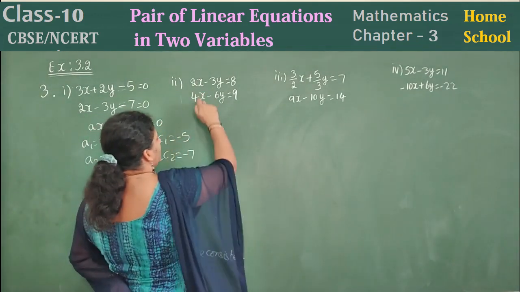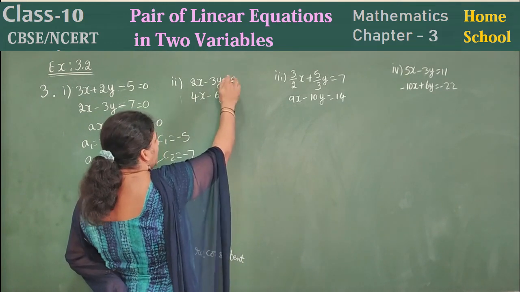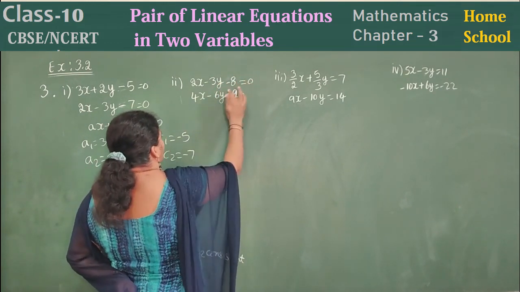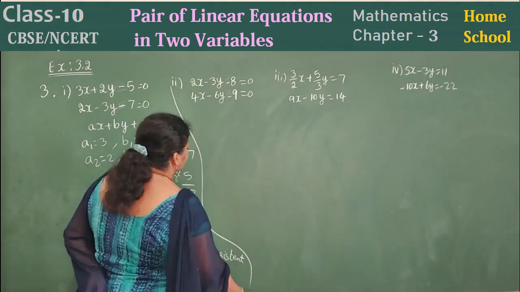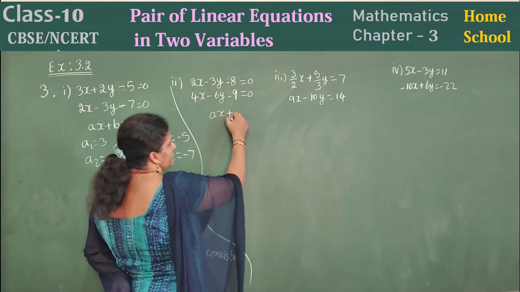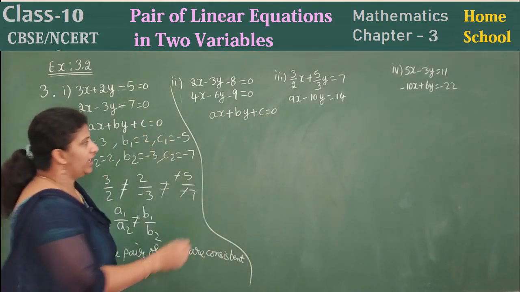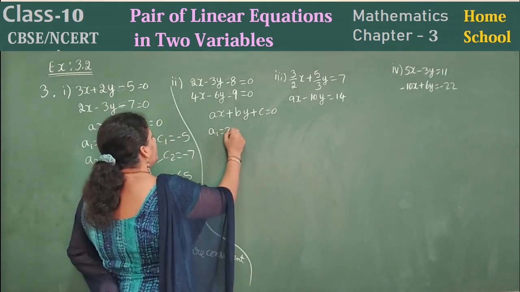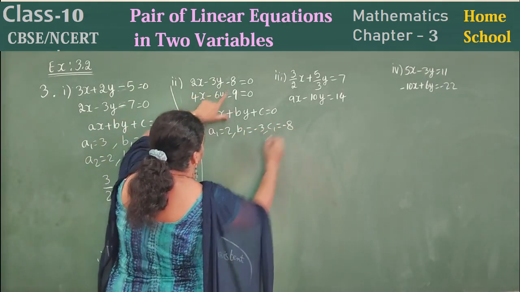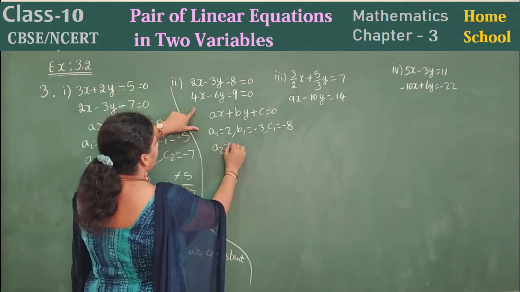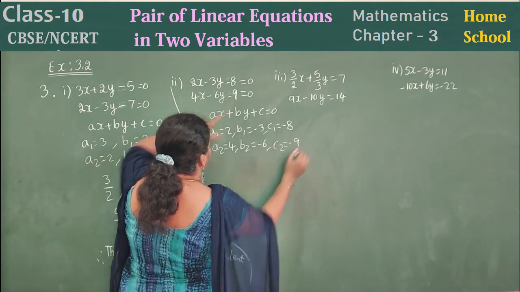Let's take this one, comparing with the given equation. First bring the equation this side. Equal to 8 will become minus 8 on this side. Equal to 9 will become minus 9 equal to 0. Comparing the given equation with the standard form, ax plus by plus c equal to 0. Now write here a1 equal to 2, b1 equal to minus 3, c1 equal to minus 8. Similarly, a2 equal to 4, b2 equal to minus 6, c2 equal to minus 9.